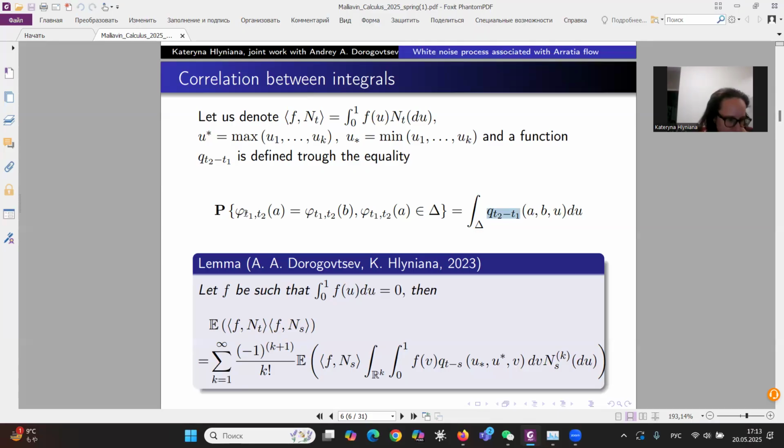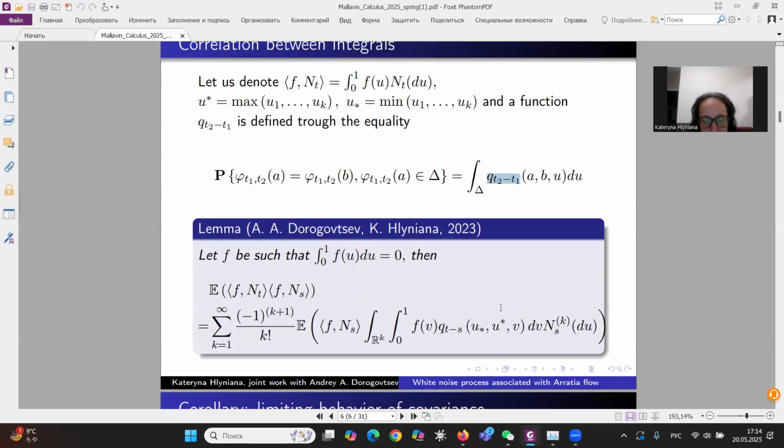Here I denoted by phi the trajectory from the Brownian net that starts at time t1 at point a and at point b. We can consider here just two independent linear processes that coalesce after meeting. So this is the probability that two Brownian trajectories starting from points a and b meet, and they are in a subset delta. This density can be obtained, and in these terms we can find the covariance function for the integral itself.